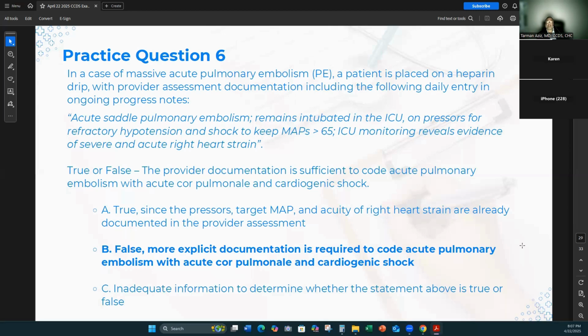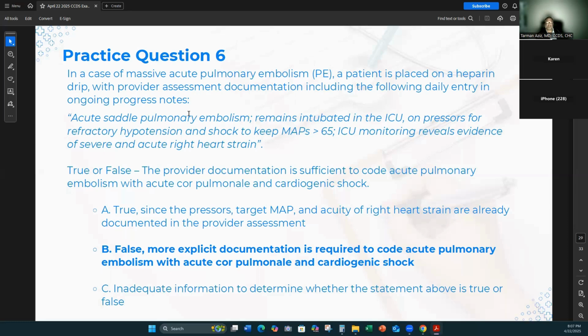No more than saying shock requiring pressors to keep the mean pressures above a certain number. All that gets you is unspecified shock. It's sort of likely to be either obstructive or cardiogenic in nature, depending on the circumstances because of the PE story here. But unless a provider explicitly states acute cor pulmonale or specifically names a type of shock, in this case, the question asks about cardiogenic, you can't assume it.